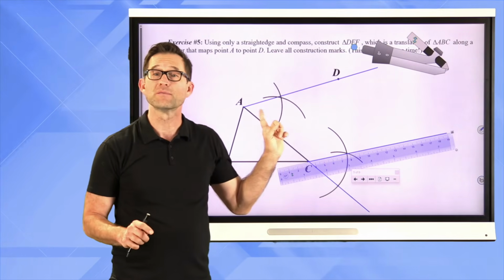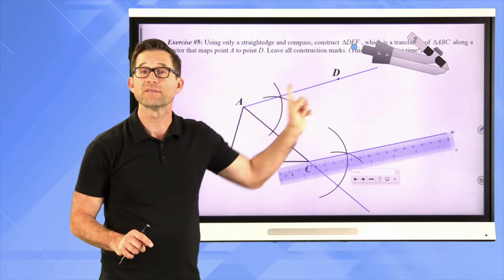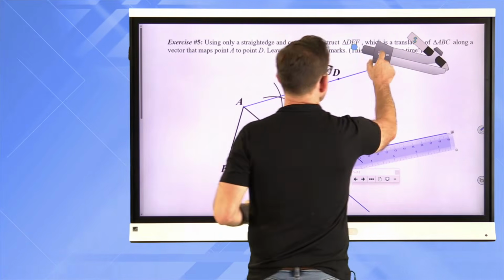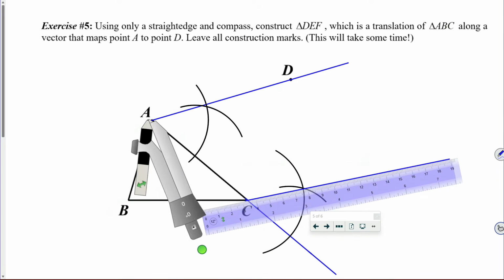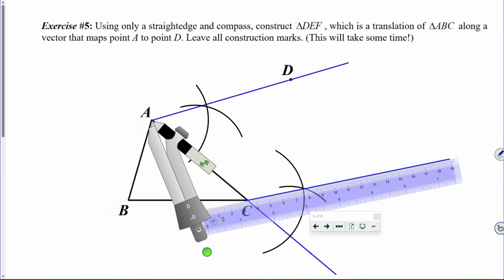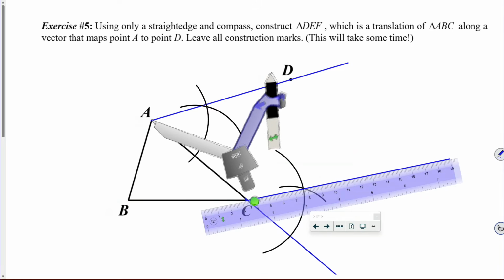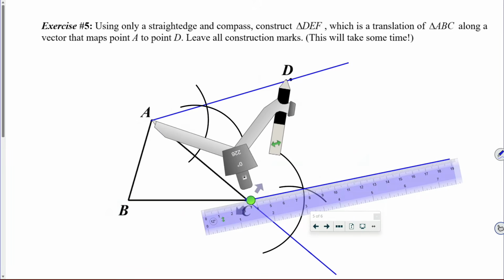Now all I need to do is measure the distance of the translation, the distance from point A to point D. Simple enough. Maybe turn my compass upside down and flip it a little bit. I'm going to put my pointy end at A. I guess I could also put it at D. It really wouldn't matter. I just need to figure out what that distance is, so I've got to extend it a little bit further. That looks good.